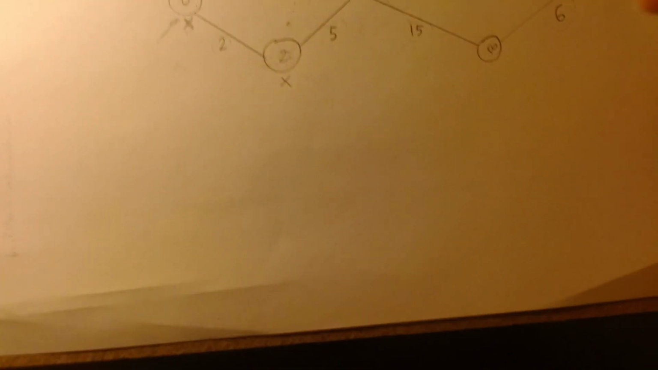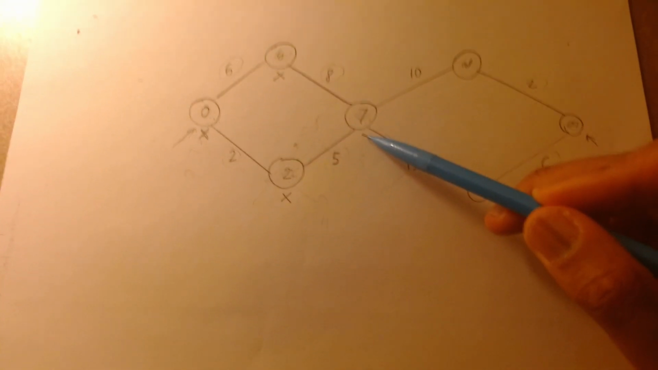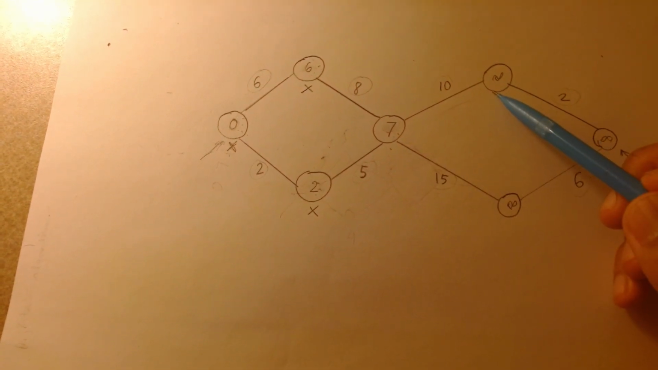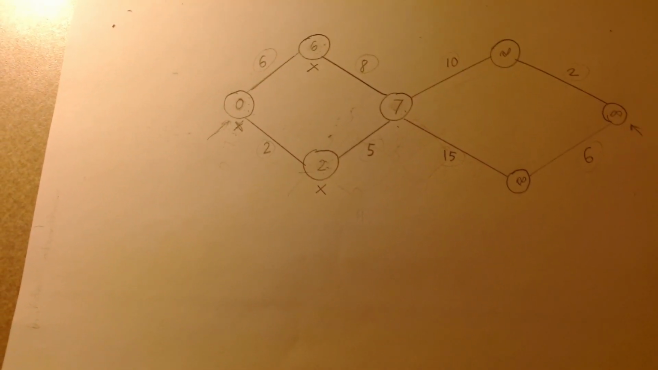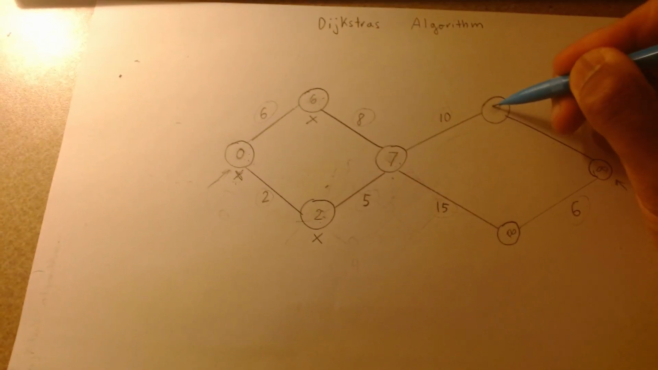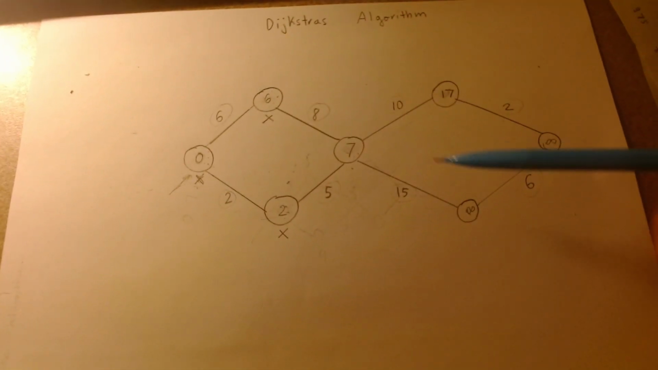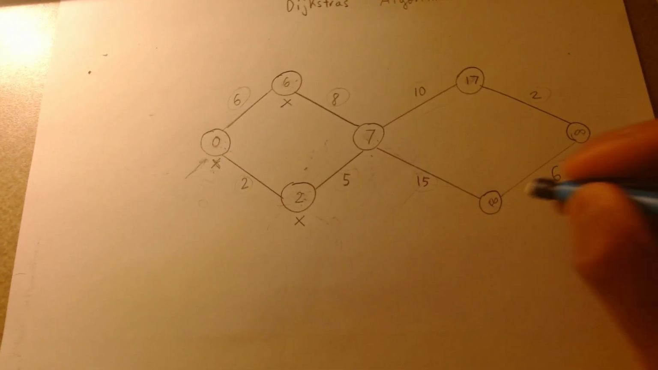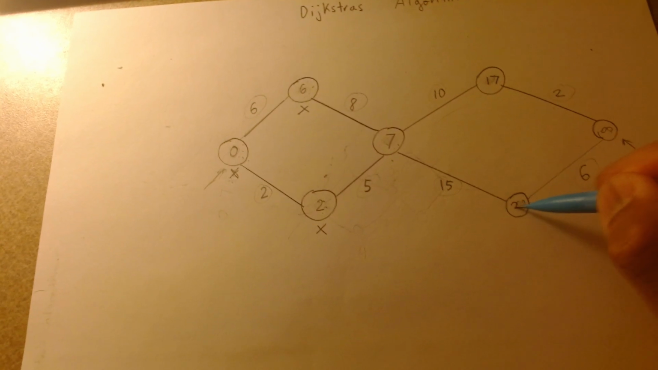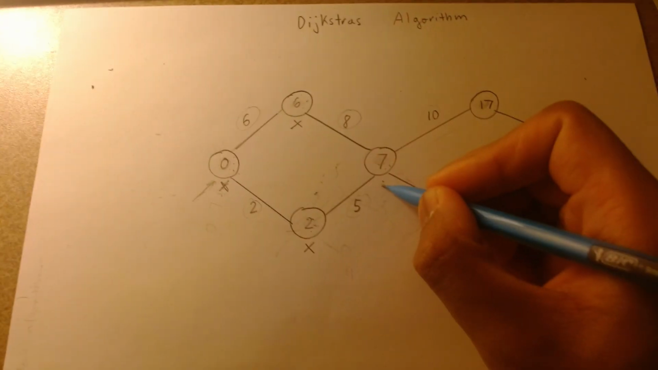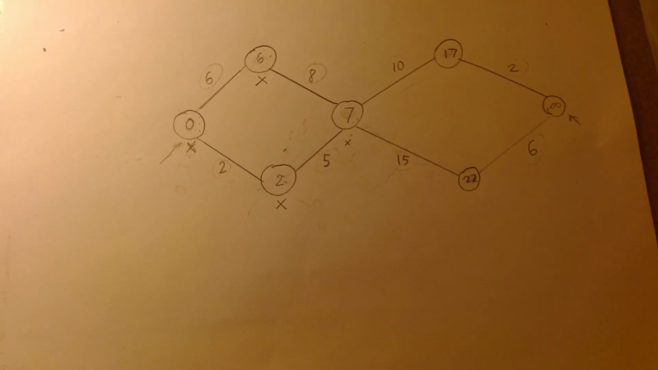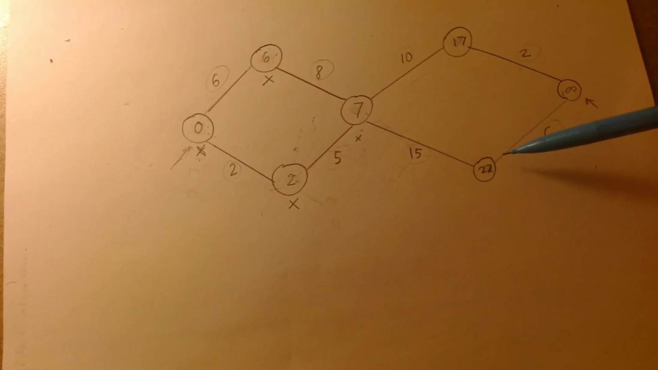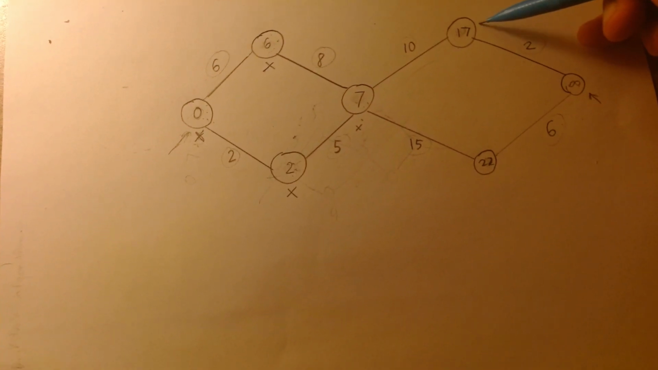And then we're at this node right now, node 7. Because the distance between this node and this node is 10, and 10 plus 7 is 17, I'm going to erase infinity and change that to 17. And then the distance between 7 and this node is 15, and 15 plus 7 is 22. So change this to 22. I'm done with this. And then finally, 17 is lower than 22, so I'm going to cover this node now.